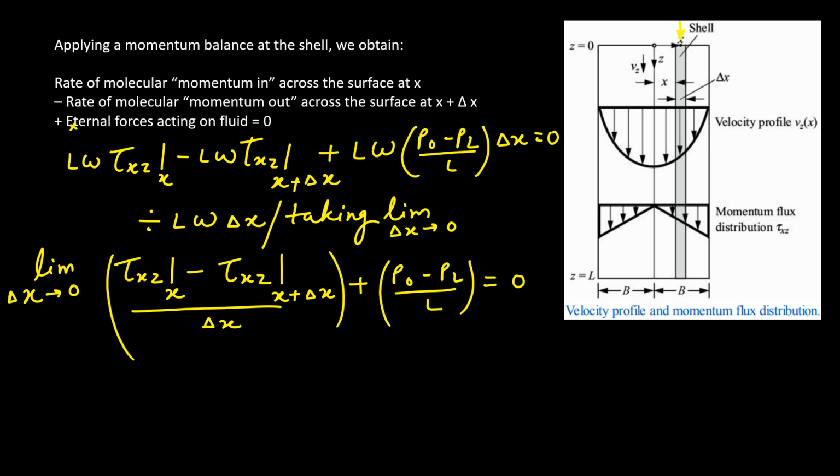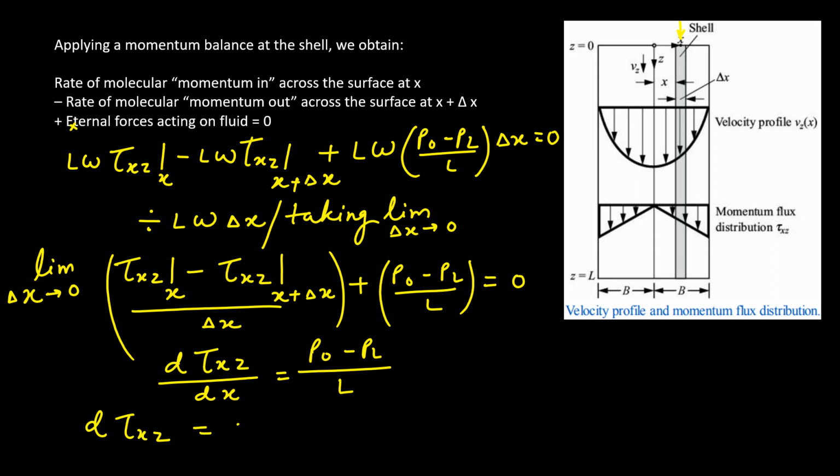So by calculus, formula of limit, we get a function like this, upon L. Now on integration, d tau x equals to P naught minus PL upon L dx.